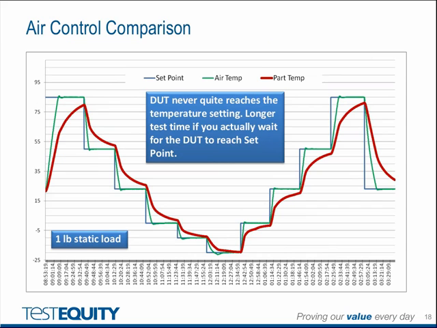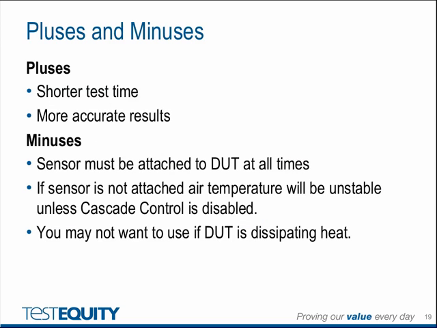Here's a look back again at the air control graph. Big difference, isn't it? As stated earlier, Cascade Control can give you shorter test time and more accurate results, but there are some potential downsides that you should be aware of.